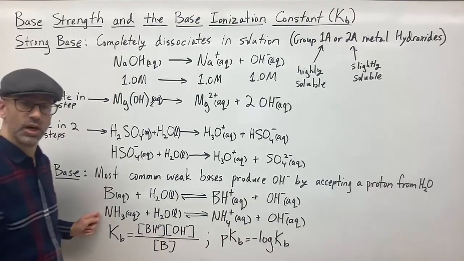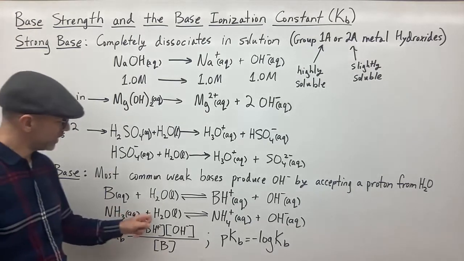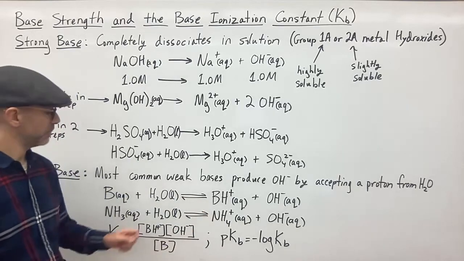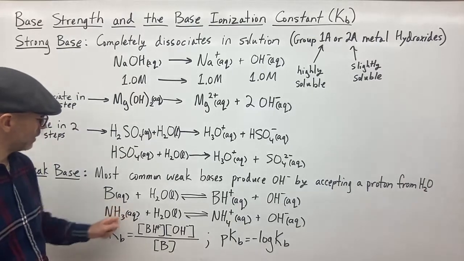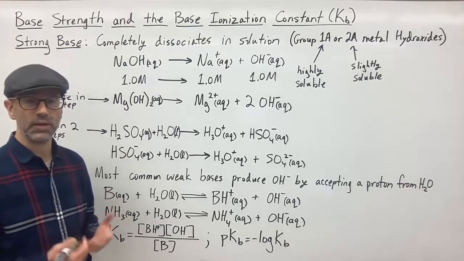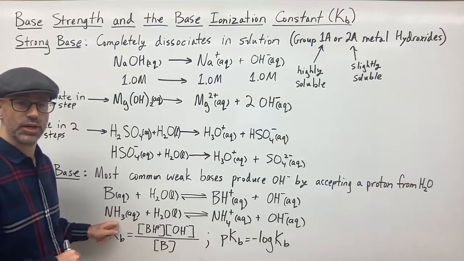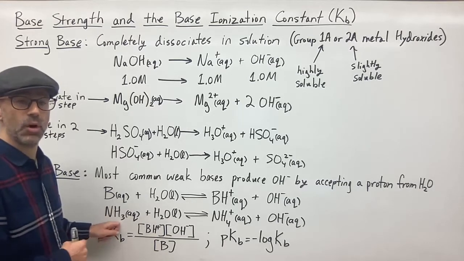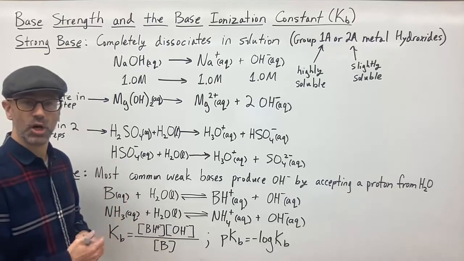Here's an example with ammonia. Ammonia, NH3, is going to take a hydrogen from water. It's going to form your ammonium ion, NH4 plus, and then you've got your OH minus left over. So this is a typical weak base. Almost all of the weak bases that we have are going to be nitrogen containing compounds. They're either ammonia or some amine, which is like having an ammonia molecule with one of its hydrogens replaced by some carbon group.